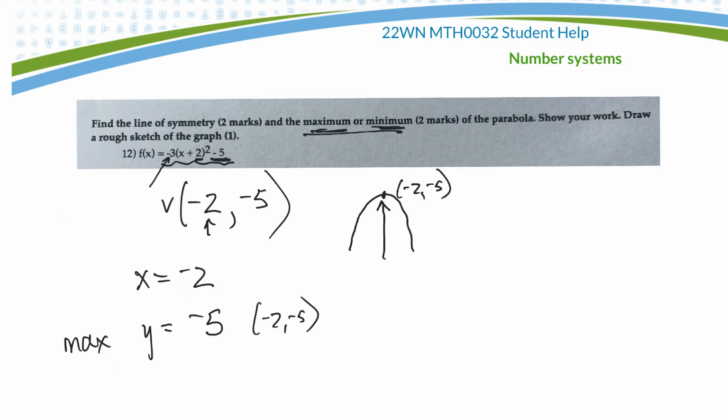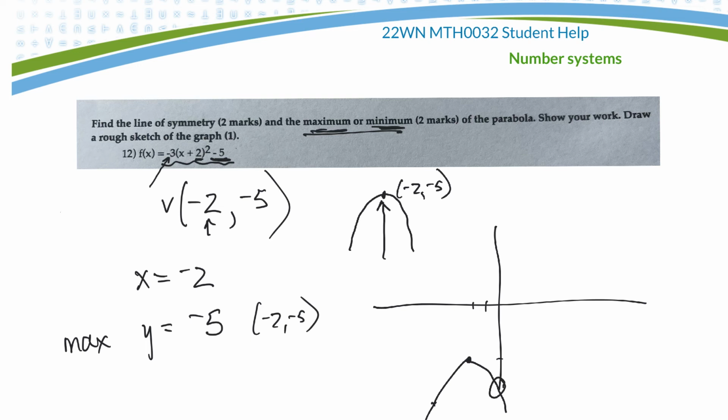To draw a rough sketch, you could say -2 and -5 right about there, and the graph opens up down. Other things you could do is you could look for x-intercepts, which of course in this one there won't be any because the graph won't cross the x-axis. You could also look for a y-intercept.